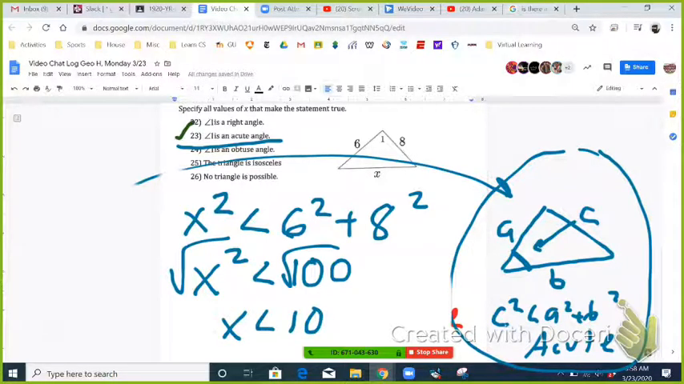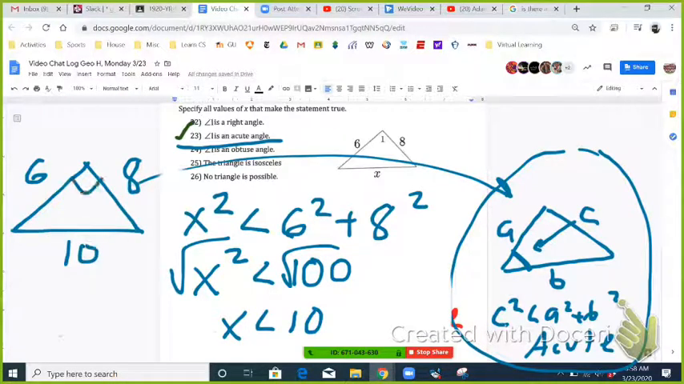So pretty much, if you think of this particular example, if this side is 6 and this side is 8 and that side is 10, we have a right triangle. But if this side is less than 10 and 6 and 8 stay the same, now this angle here is going to be less than 90. It's going to be acute.